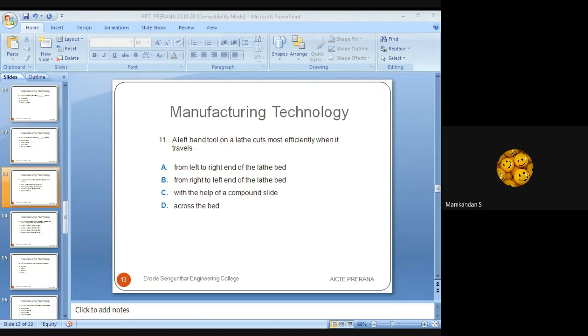Why? Because single point tools have mainly two directions to move, from left hand and from right hand. Left hand tools cut from left to right, right hand tools from right to left. So the preferred travel for an efficient way in a lathe is from left to right end of the lathe bed. Noted.